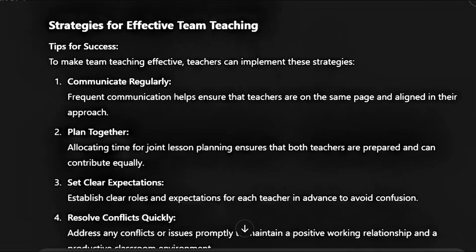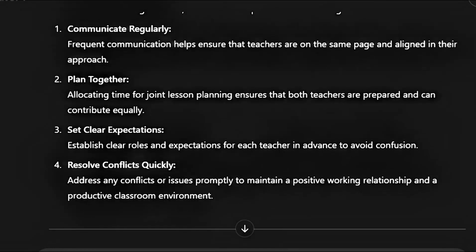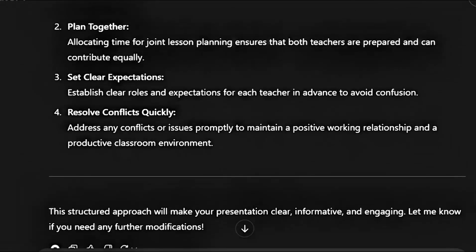Strategies for effective team teaching. Tips for success. To make team teaching effective, teachers can implement these strategies. 1. Communicate regularly. Frequent communication helps ensure that teachers are on the same page and aligned in their approach. 2. Plan together. Allocating time for joint lesson planning ensures that both teachers are prepared and can contribute equally. 3. Set clear expectations. Establish clear roles and expectations for each teacher in advance to avoid confusion.